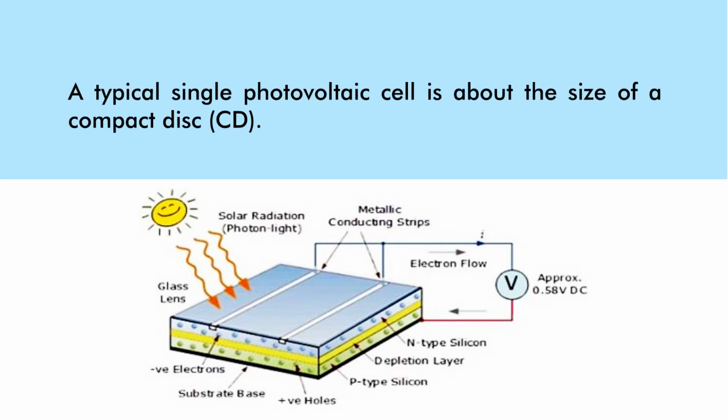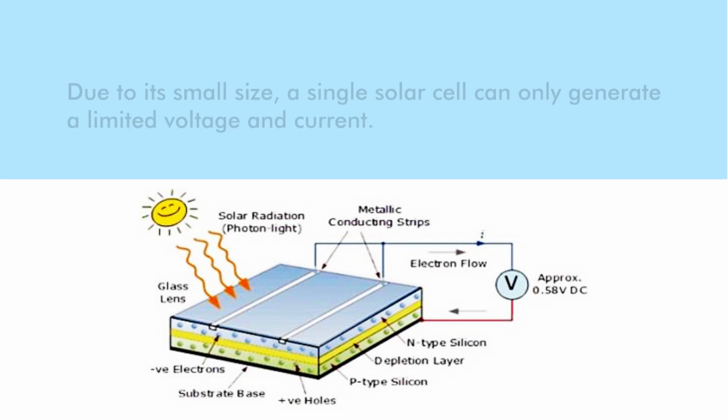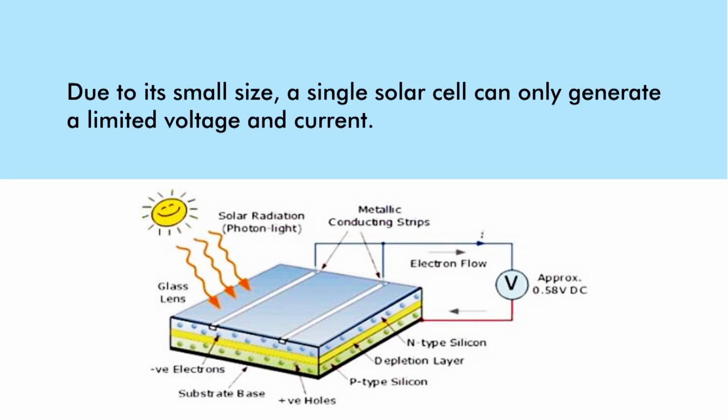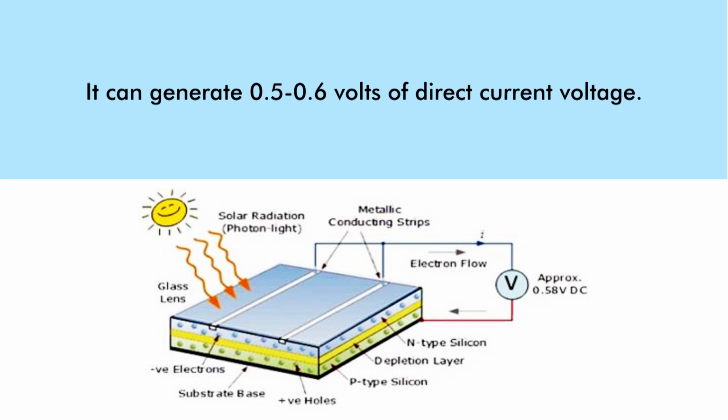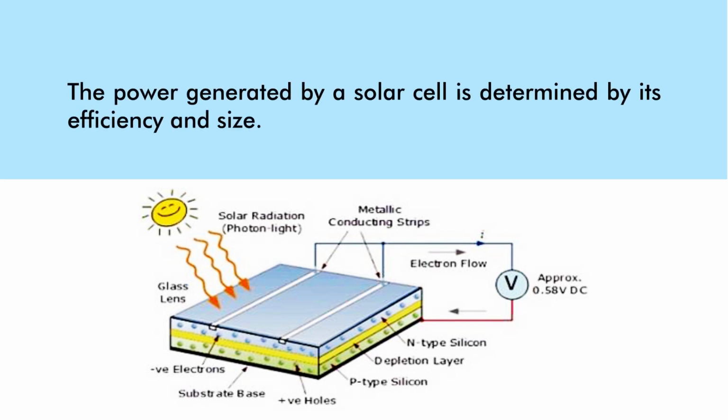A typical single photovoltaic cell is about the size of a compact disc, and due to its small size, a single solar cell can only generate a limited voltage and current. It can generate nearly 0.5 to 0.6 volt of direct current voltage, and the power generated by a solar cell is determined by its efficiency and size. You just have to remember some points.